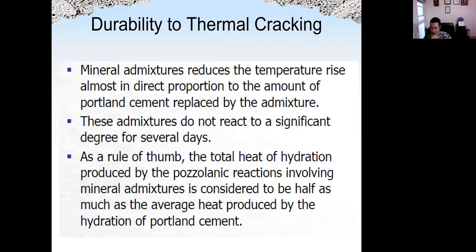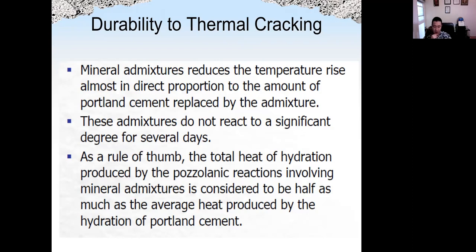Then let's look at how these materials will affect durability. Okay, so mineral admixtures typically will reduce the temperature rise because again pozzolanic reaction is slow, so the temperature rise at early age will not be as high as 100% cement. However, silica fume may be an exception because silica fume is very reactive. The concrete with silica fume may have even higher temperature.